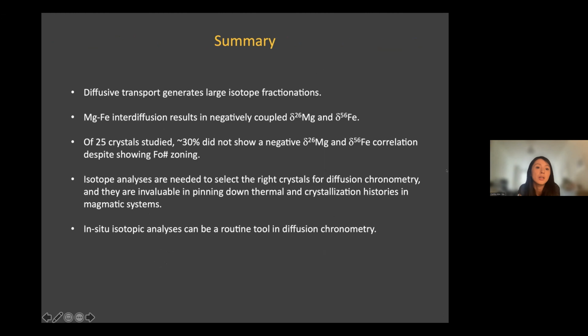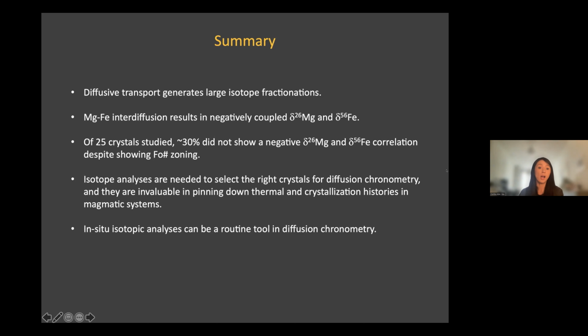So in summary, diffusive transport generates large isotope fractionation, much more than equilibrium fractionation at high temperature. And magnesium-iron interdiffusion results in negatively coupled magnesium and iron isotopes. And of the 25 crystals that I'm showing you, 30% of them did not show a negative magnesium and iron isotope correlation, despite showing Fo number zoning.